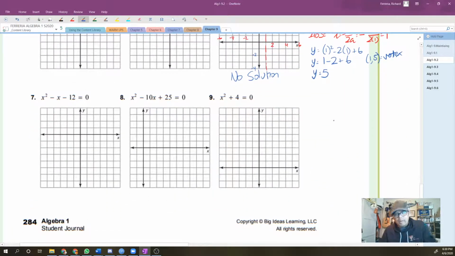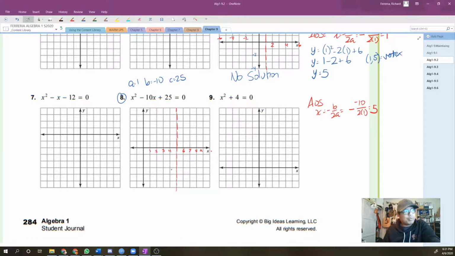Let's see. Okay, let's try number 8. How about 8? A, B, and C? Wait, no, first of all, is it in standard form? It looks like it is. We see a 0 on the right side of the equal sign. So the next thing is A, B, and C. That C is 25. That's going to be way up the axis, isn't it? Now that I have my A, B, and C, same thing. What's the equation of the vertex? No, the axis of symmetry. So it turns out the axis of symmetry is at x equals 5.